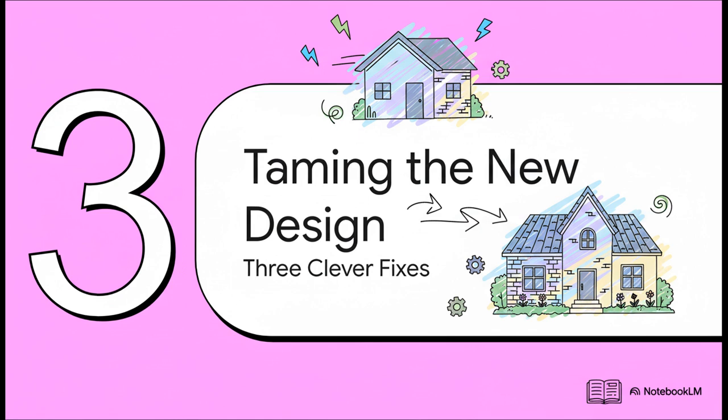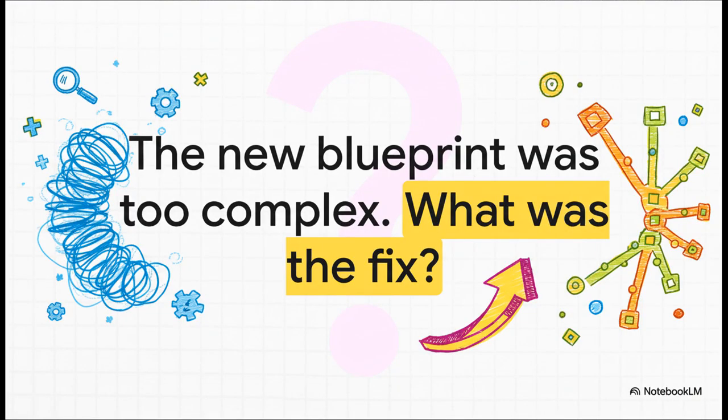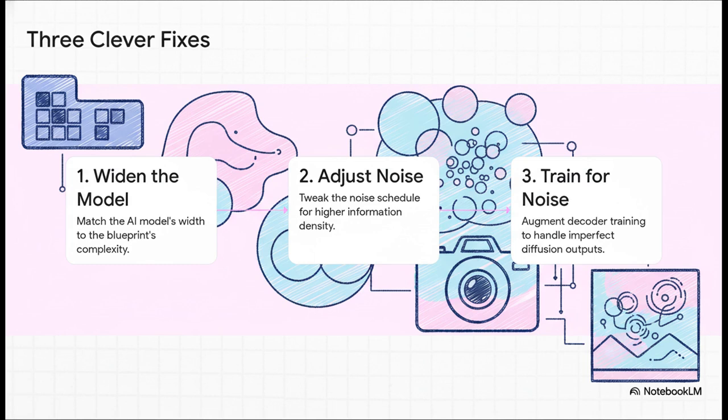It had no idea how to read this new, complex, beautiful design. So that became the next big question. How do you teach an old dog new tricks? I mean, how do you upgrade your builder so it can handle a blueprint that is just orders of magnitude more complex than anything it's ever seen before? Well, they came up with 3 really clever fixes.